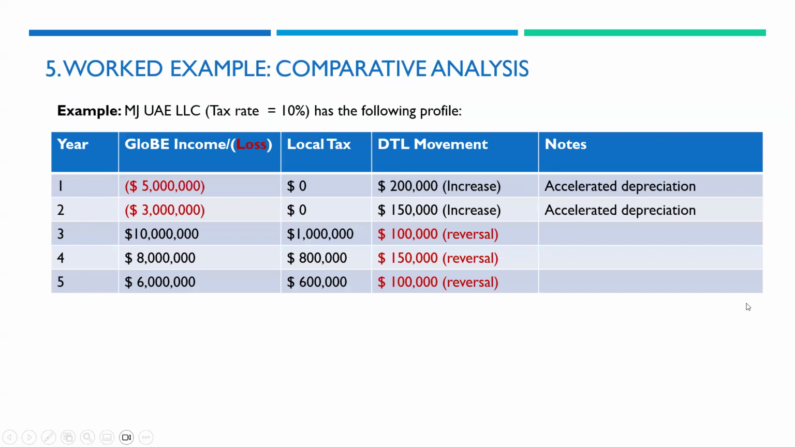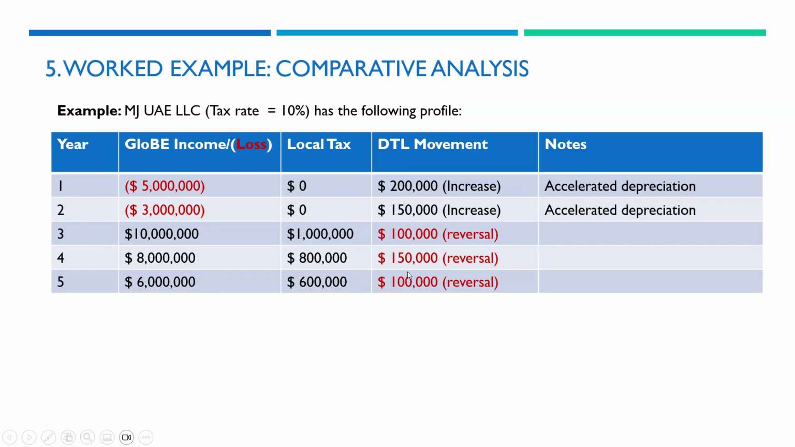Okay. So what I'm trying to do here is MJ UAE LLC is an entity with a tax rate of 10%. I've already kept it 10% instead of 9 so that it's easy to calculate. Okay, so this is an entity which has a tax rate of 10% and it has the following things. Okay, the first year it has a globe loss, so there are no local taxes and no deferred tax movement.